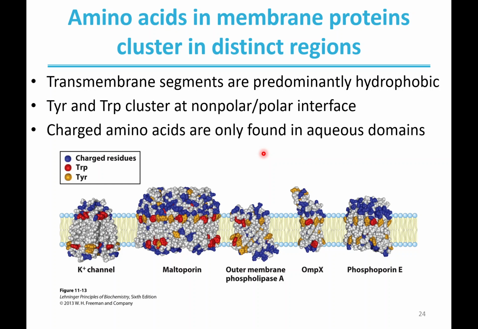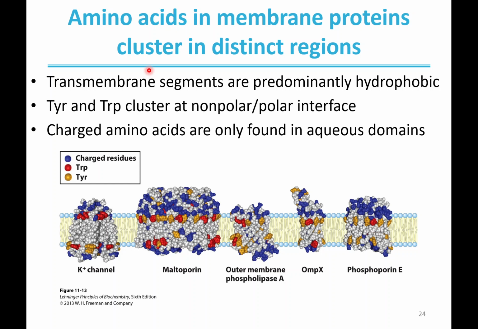Okay, so amino acids in membrane proteins are themselves sort of asymmetric. They cluster in different distinct regions. As you'd expect, charged residues tend to cluster on the aqueous exposed portions, either the inside or the outside of those integral membrane proteins. So charged residues are shown in blue, and you can see for the most part they're facing either inside the cell or outside the cell. Hydrophobic amino acids obviously would be in this region where the hydrophobic tails are inside the bilayer.